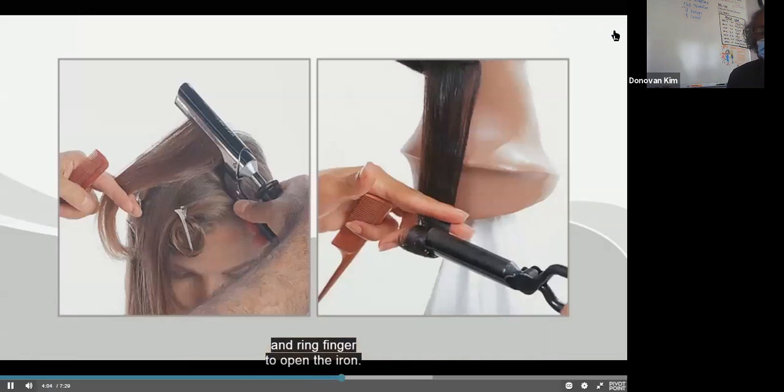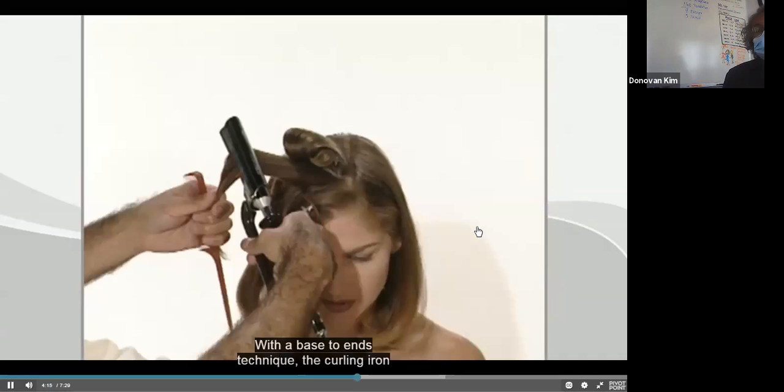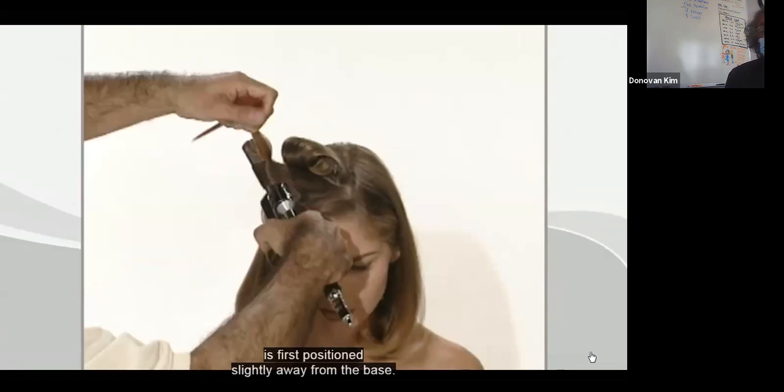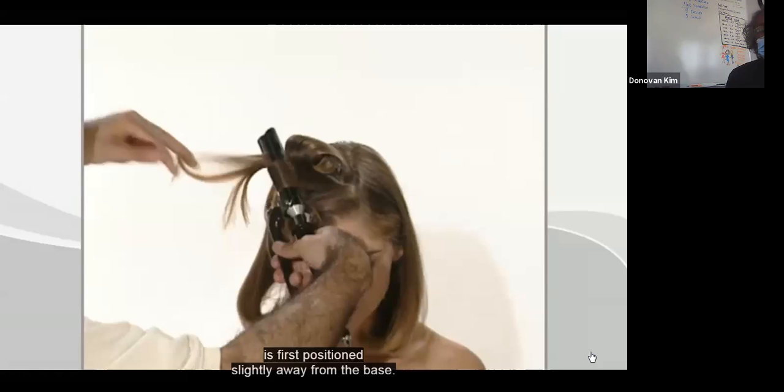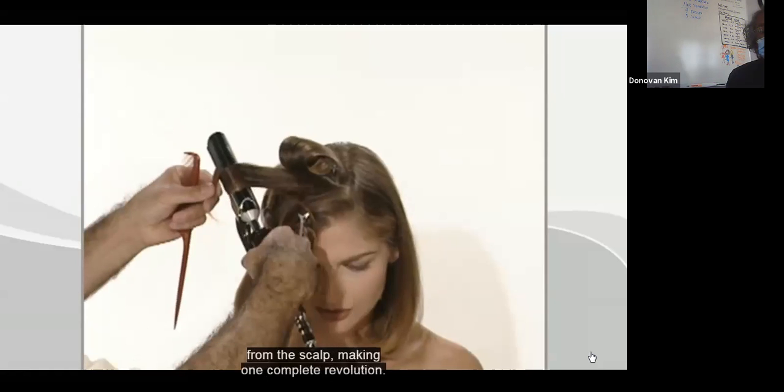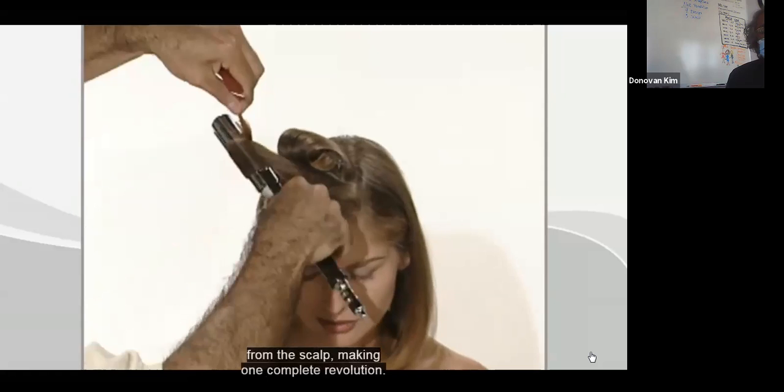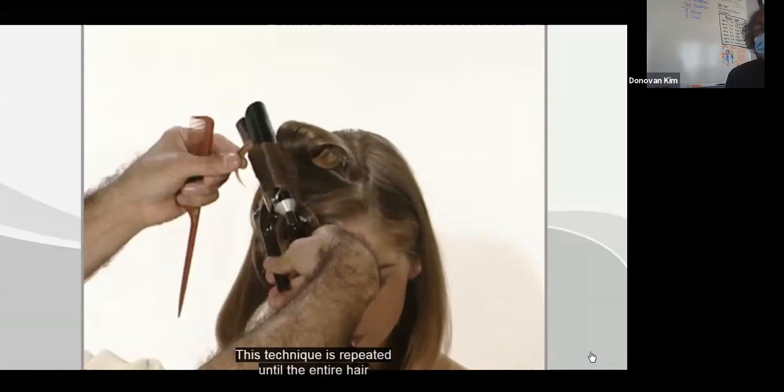Now, let's take a look at how different curling iron techniques and various texture patterns can be achieved by varying the position of the curling iron along the hair strand. With a base-to-ends technique, the curling iron is first positioned slightly away from the base. The curling iron is then turned toward, then away from the scalp, making one complete revolution. This technique is repeated until the entire hair strand is fed through.